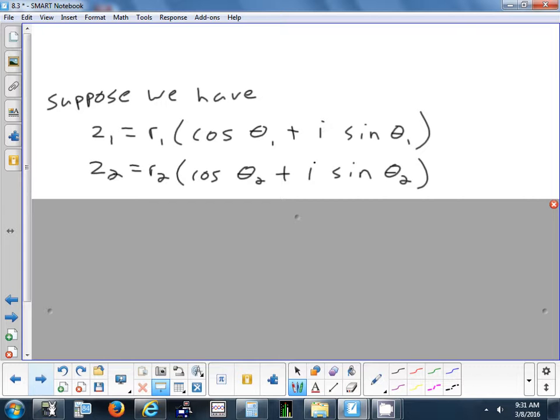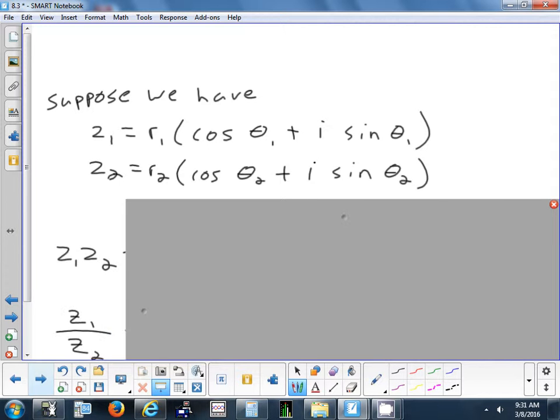All right, so this method relies on having your numbers in trig form. Okay, you cannot have them in standard form. So I've got 2 numbers in trig form. I'm going to call them z1 and z2, and I'm going to multiply them together. That's the first formula I'll show you.